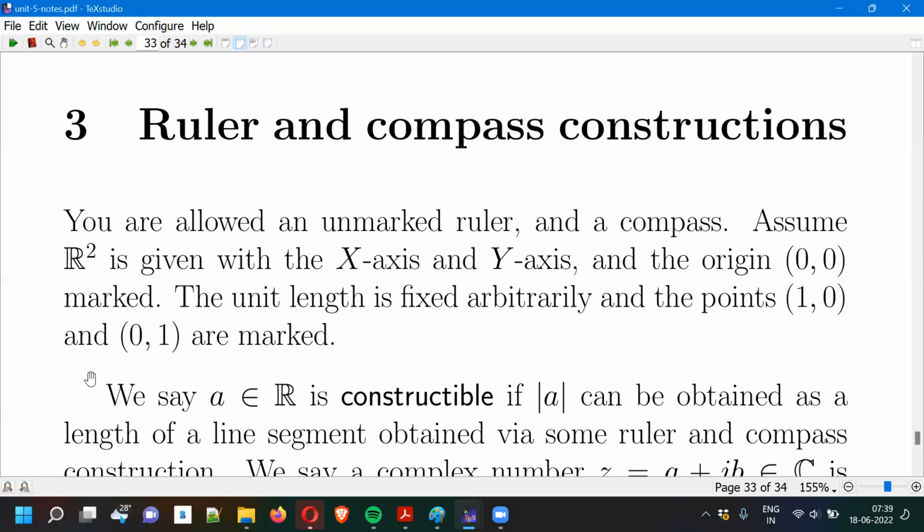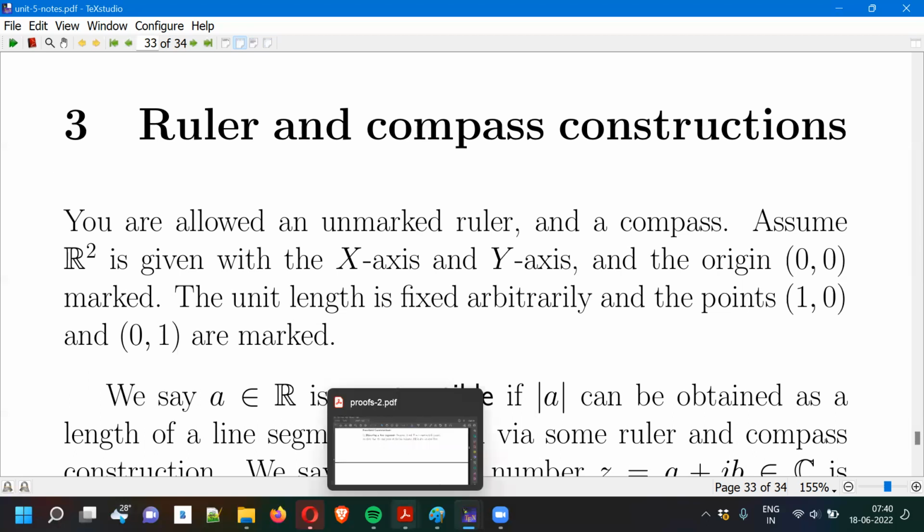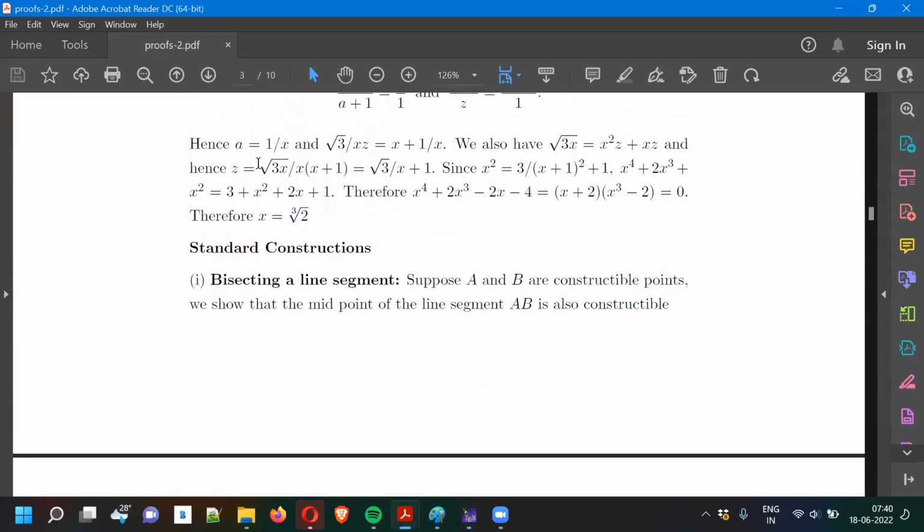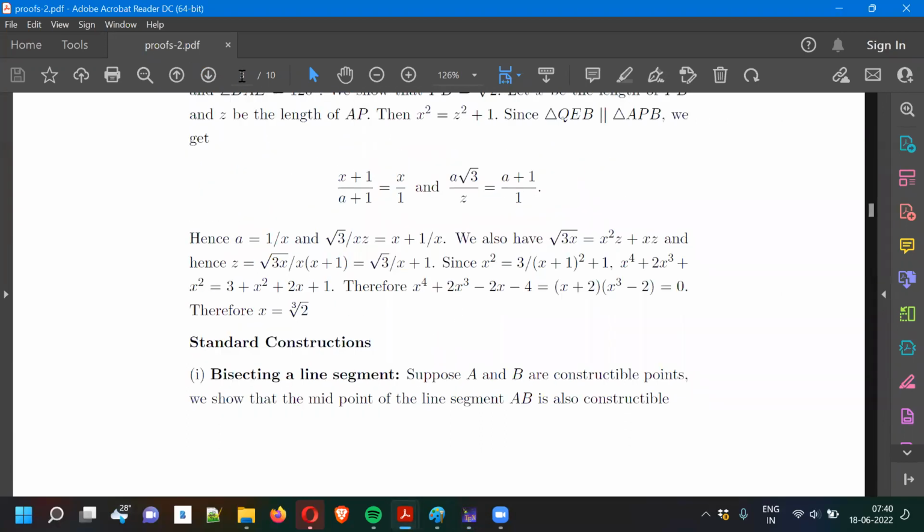Now, before I go ahead, there are some extremely simple ruler compass constructions which you did in school, which you should revise. Okay, so it is given in a PDF. So if you remember, for some of our proofs, we were using a PDF proof1.pdf. Okay, so this is another file which I will upload in MS Teams. This is proofs2.pdf, page number 3, end of page number 3.